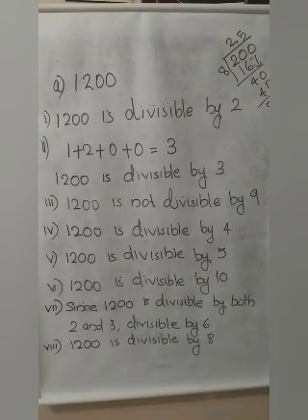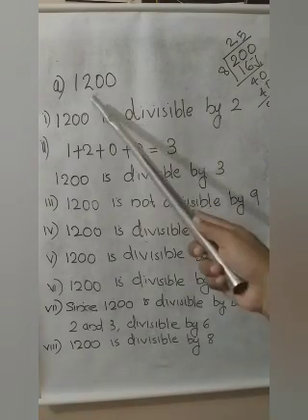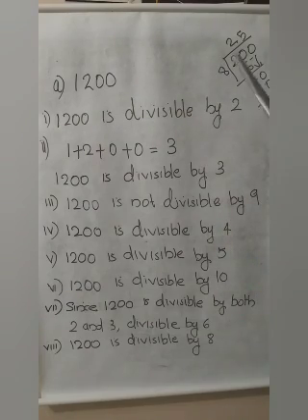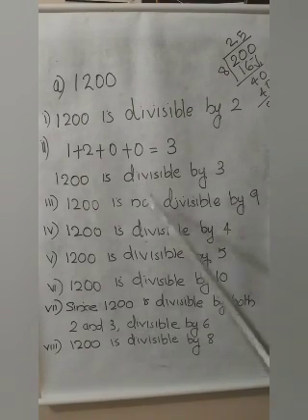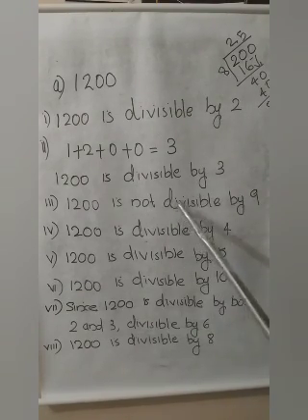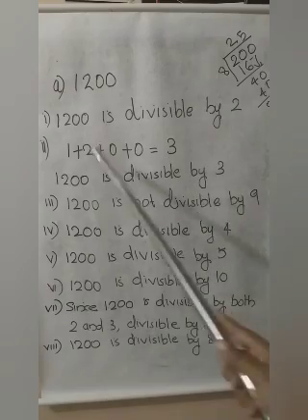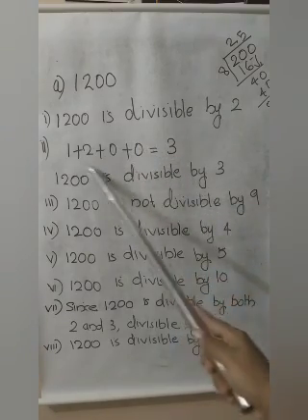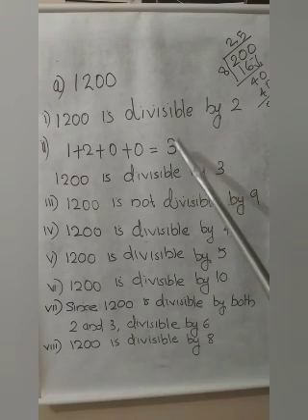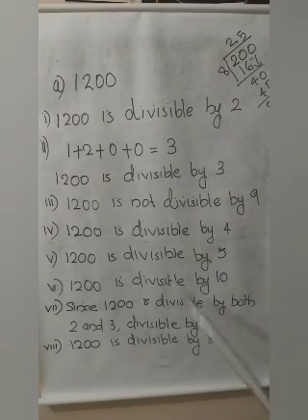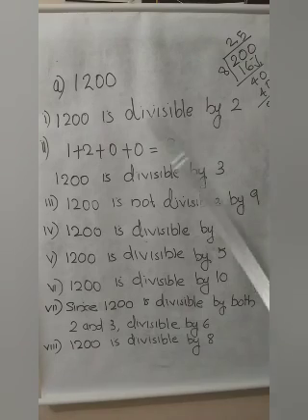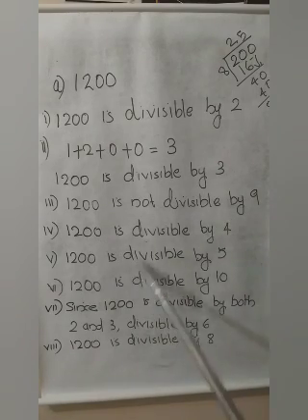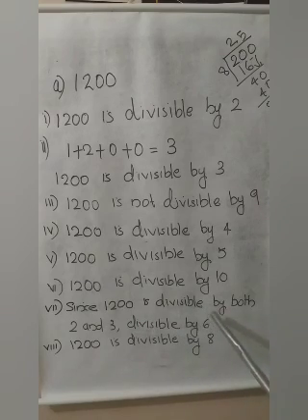So we proved the divisibility rules, isn't it? This 1200 is divisible by 2, divisible by 3, but not divisible by 9. Why is it not divisible by 9? Because when we are adding the digits of the given number, we are getting the sum 3. 3 is not a multiple of 9. So this number is not divisible by 9. It is divisible by 4, divisible by 5, divisible by 10 and divisible by 6 and 8.